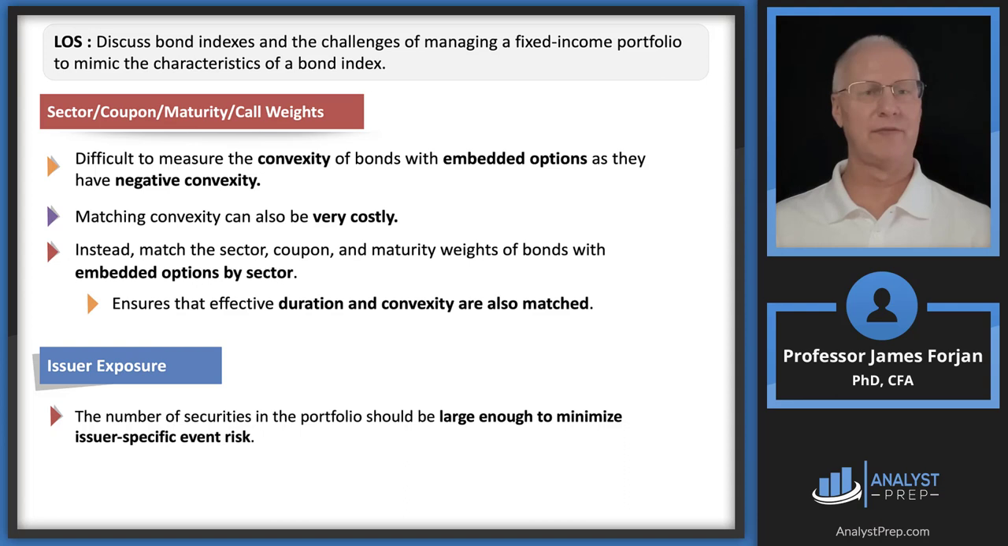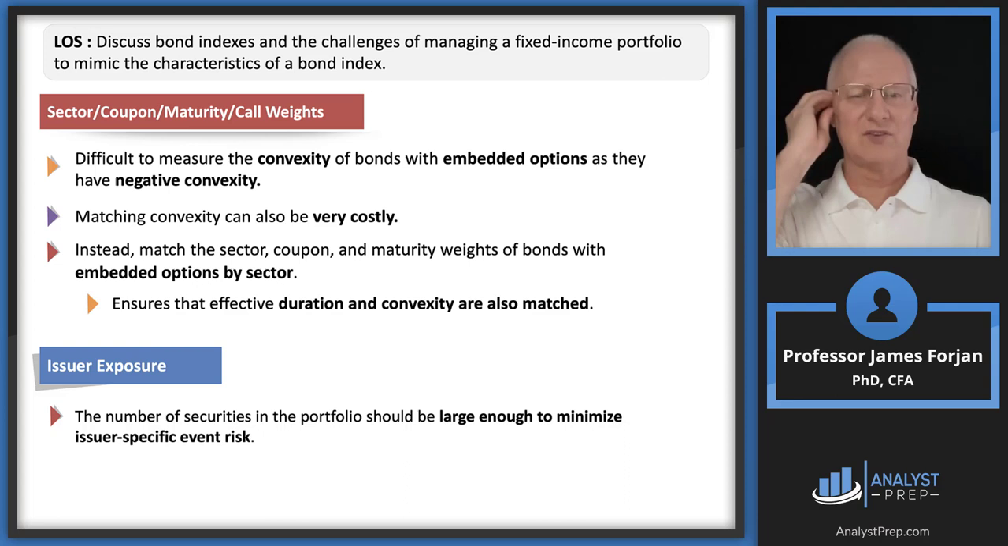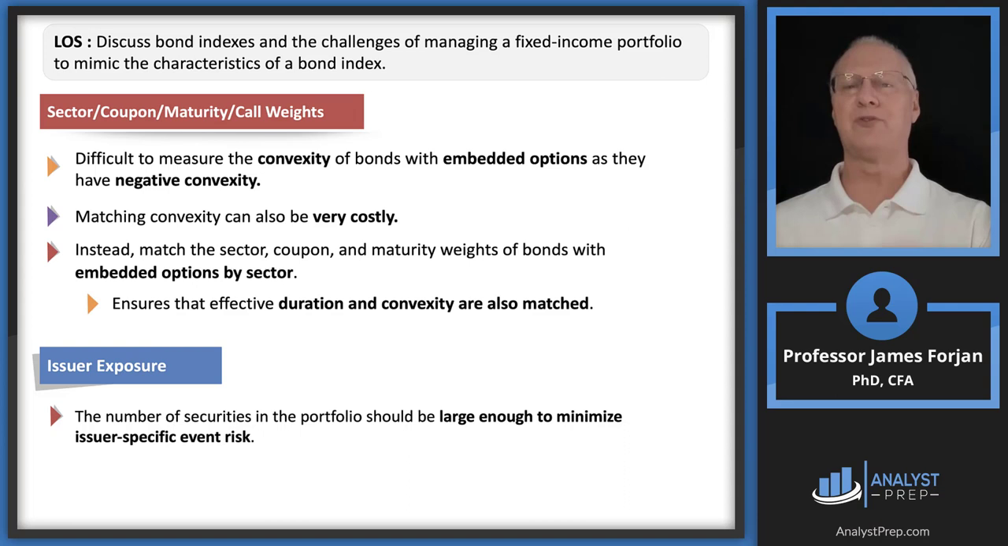Matching convexity can be very costly because A, it's difficult to measure that convexity. That's why what's going to happen is that we're probably going to match not just individual bonds, but match sector, match coupon, match maturity. So those kinds of things can maybe offset, it's not going to be perfect, but maybe offset that lack of precision in the convexity calculation.